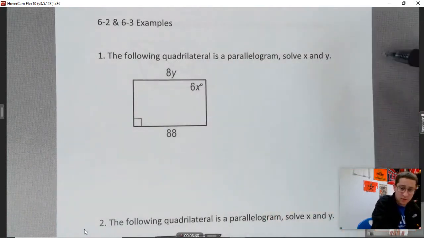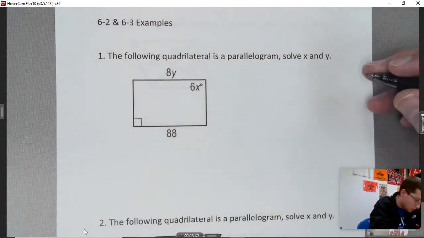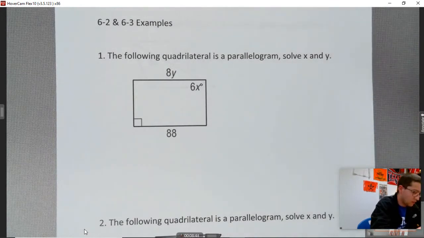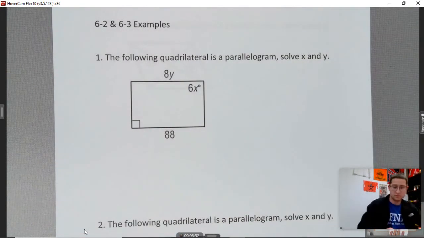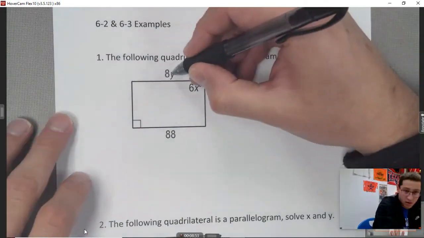Solve x and solve y. Cool. Okay, so we got a couple different things going on here. We could do pretty much either first. It does not matter. I'm going to go ahead and pick y first. No real reason.